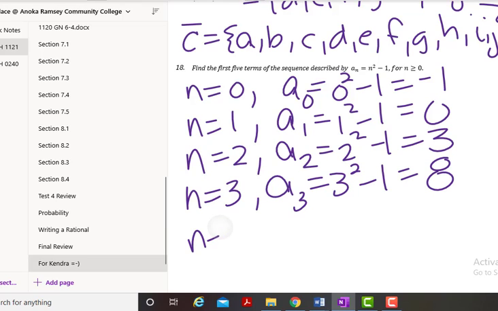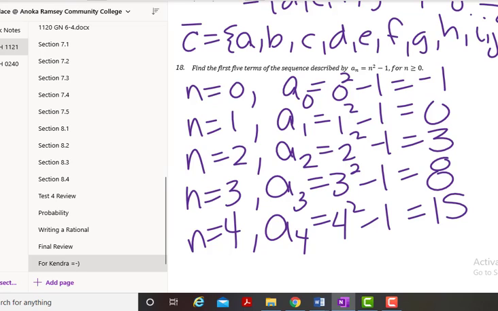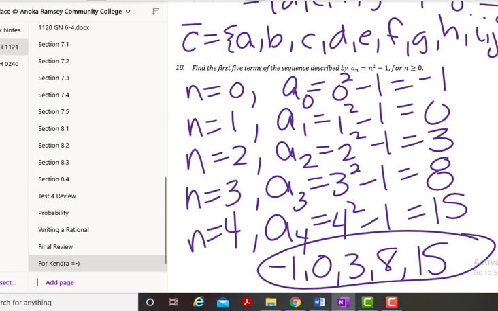And finally, our fifth term occurs when n is equal to 4. 4 squared minus 1 is equal to 15. So to list these out very nicely, my terms are negative 1, 0, 3, 8, and 15. The first 5 terms of my sequence.